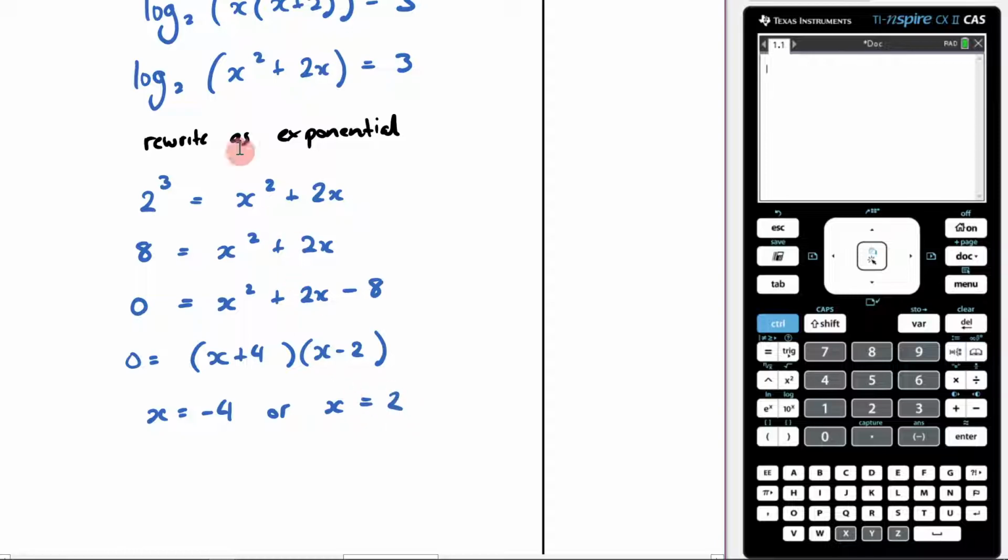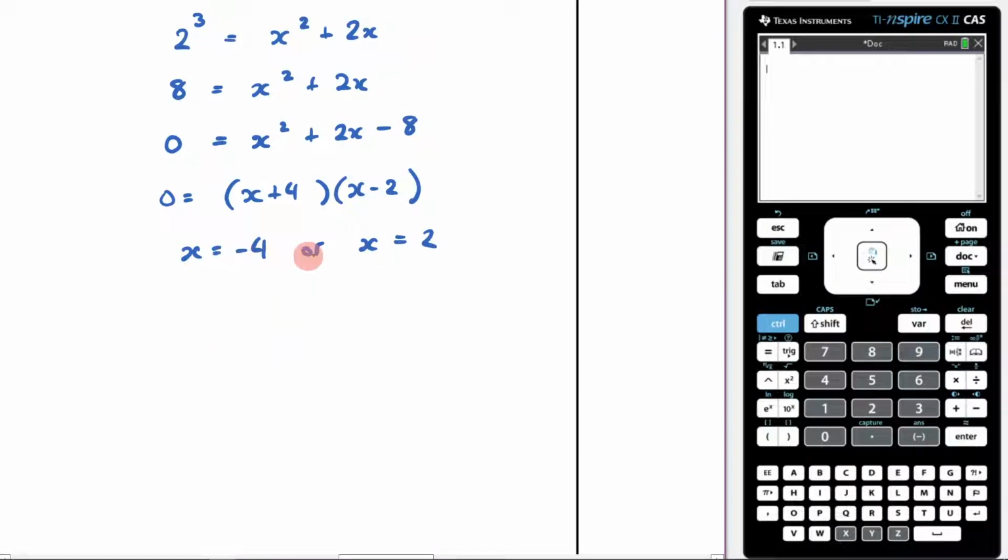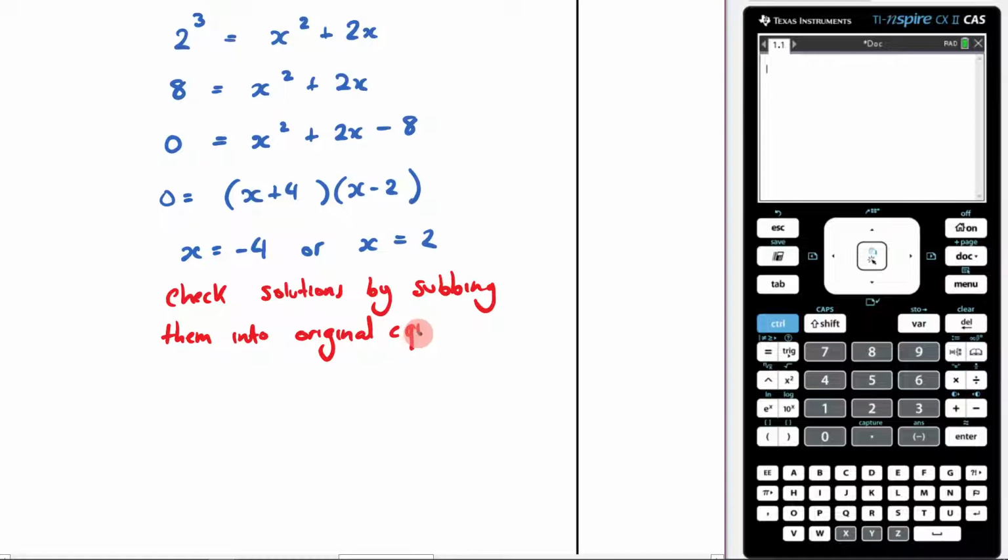Now here comes the all-important step. I'm going to write this in red. You can't just assume that both of your answers here are going to work. You need to check solutions by subbing them into the original equation.